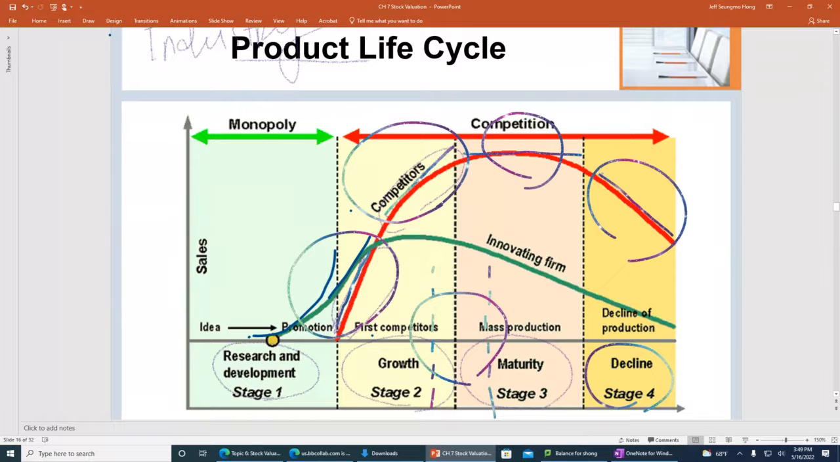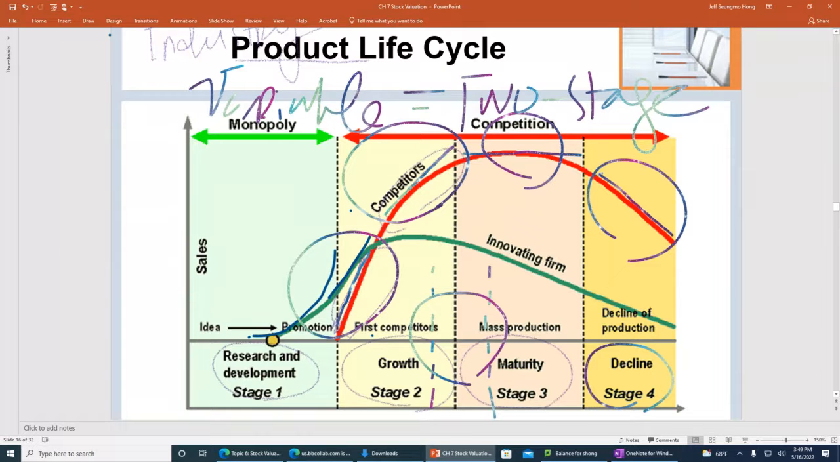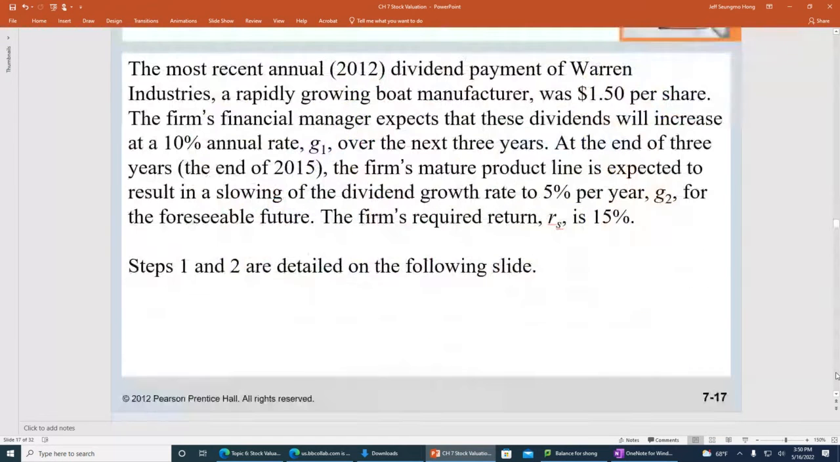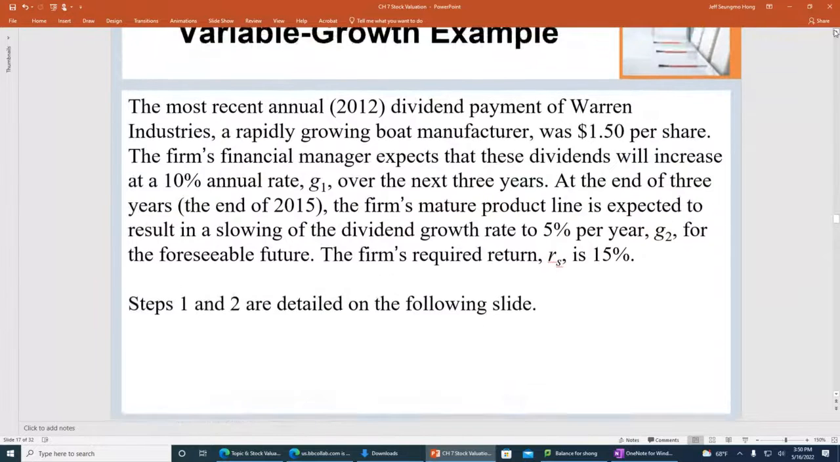So that's why sometimes the variable growth model is also called the two-stage model, right? Because those two stages are the relevant stages of growth. So now that's the reason why we have the variable growth model. So let's take a look at an example of the variable growth model.